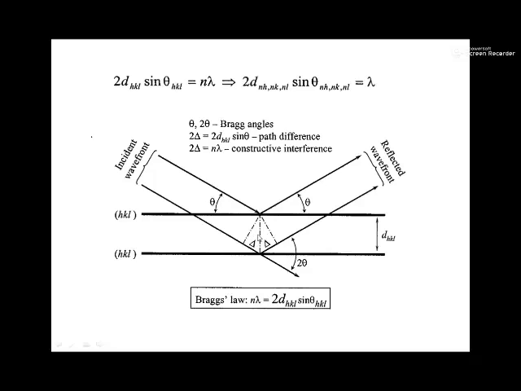So if this is twice d sine theta, then the total path difference between these two rays is 2 delta. Okay, so this will be 2 dHKL sine theta. So 2 delta equal to n lambda means there is constructive interference and we are getting diffraction spots. But if there is destructive interference, we are not bothered about that particular region. So if there exists a set of parallel planes, we are getting the diffraction.